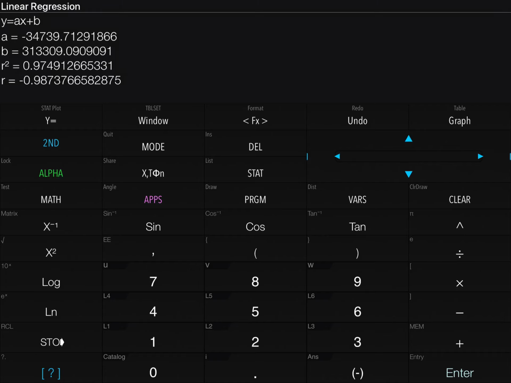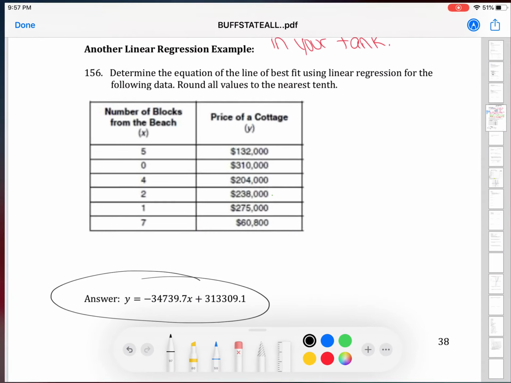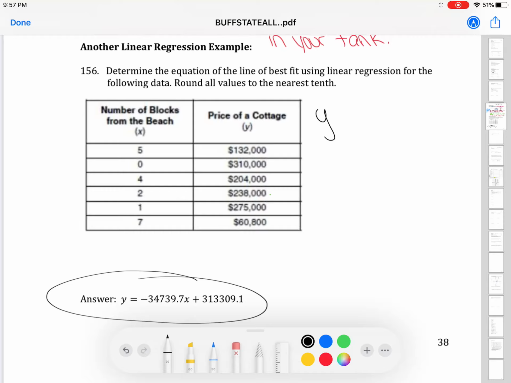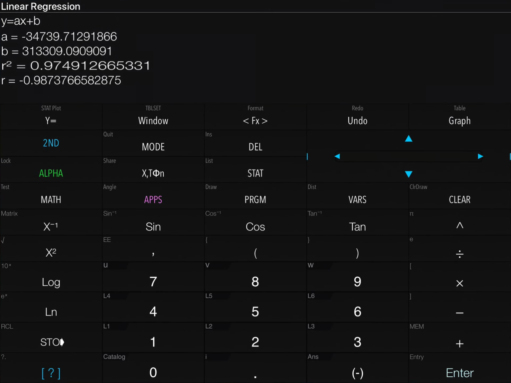That error message, just ignore it. You don't actually have an error. Okay, and this is only asking for the equation, so I only need y, a, and b. So my y equals ax plus b. Okay, you copy down your a.